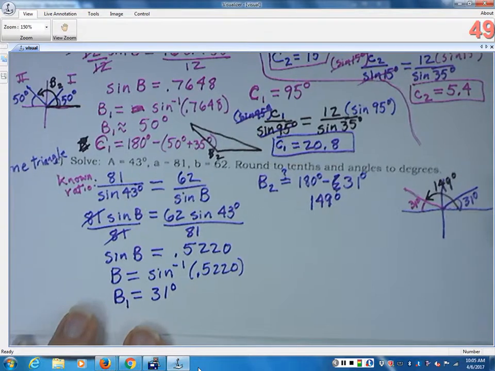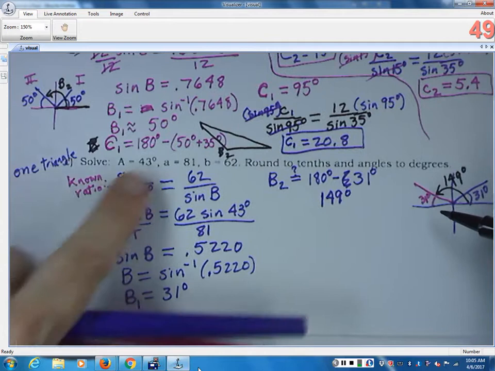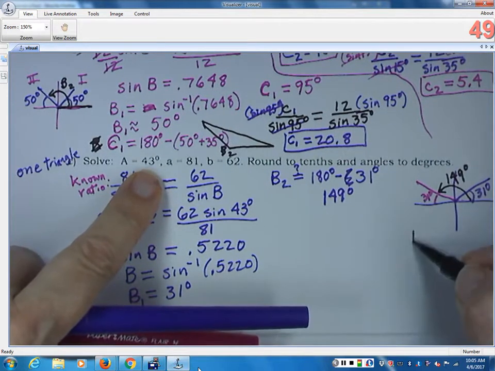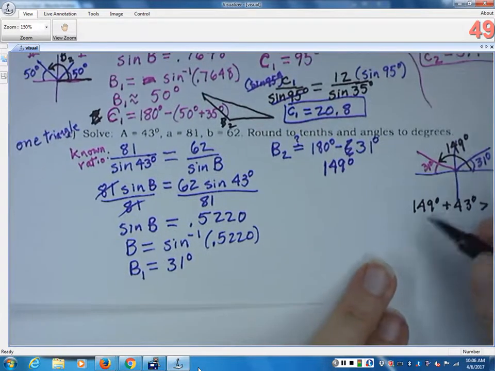So, if we have 149 degrees, if we add up the angles, we get 149 plus 43, which is greater than 180. So we don't have a second triangle.